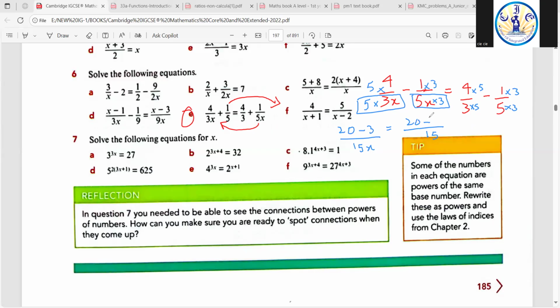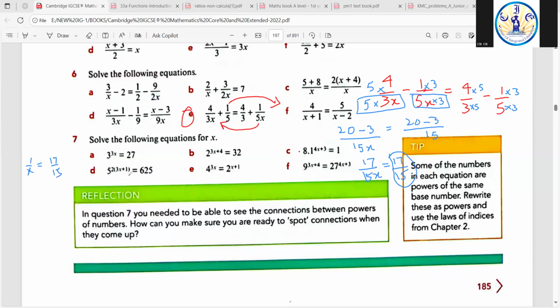Let it be this now. So 20 minus 3, that is 17 divided by 15x. And on the right side, this is 17 divided by 15. So what I can do is shift this 17 by 15 to the other side. Let me solve it here. 1 by x would be the same as 17 by 15, which is already on the right hand side. I first of all wrote it.